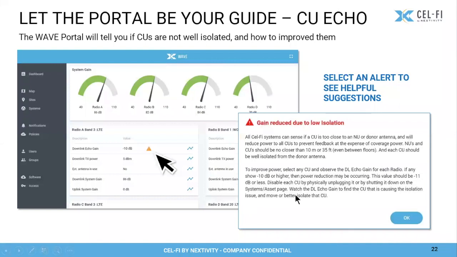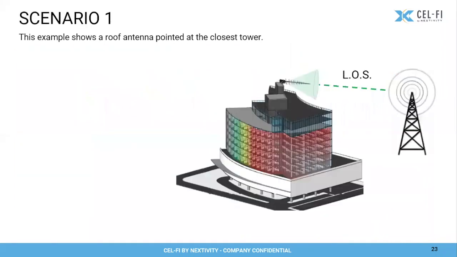So you can turn off coverage units until you see your gain and power go up, and then through this trial and error method, you'll be able to figure out which coverage unit might be causing a problem, and then you can move it or isolate it a little bit better and get your power up. So use the portal as a guide when you're doing your installs to improve things if necessary.